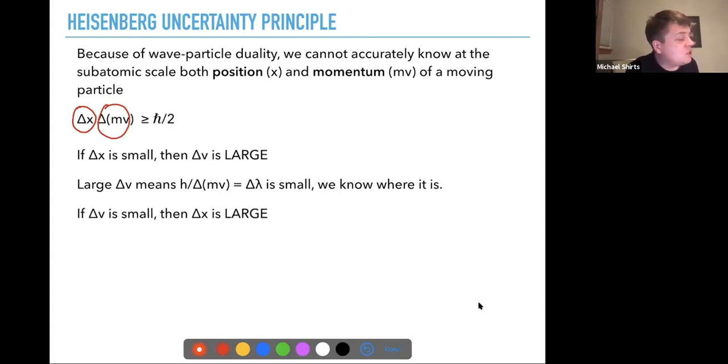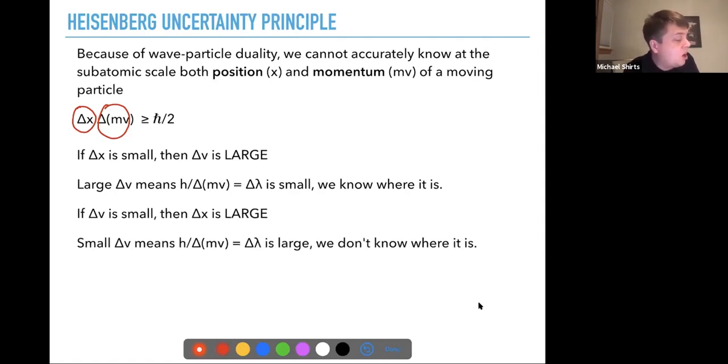On the other hand, if the uncertainty in the momentum is small, then the uncertainty in x has to be large. So a small uncertainty in velocity means that h over the uncertainty in momentum would give you a very large uncertain wavelength, so we don't know where it is. So that's how that relates.